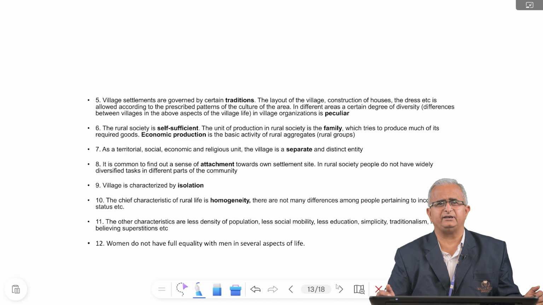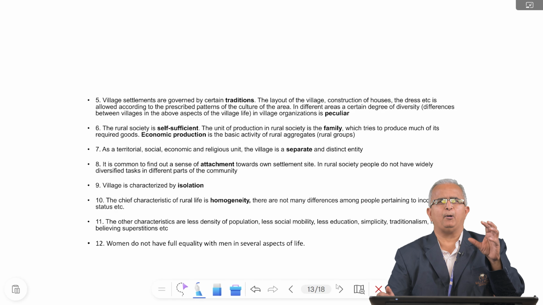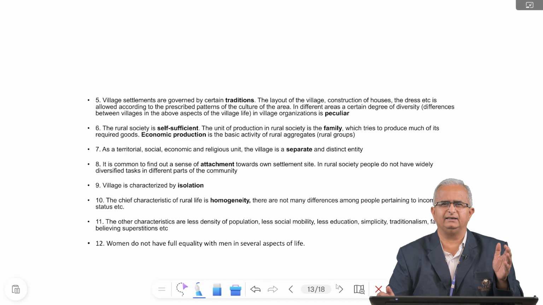And the other characteristics, like the density of population living in a particular area, is less in the rural areas.